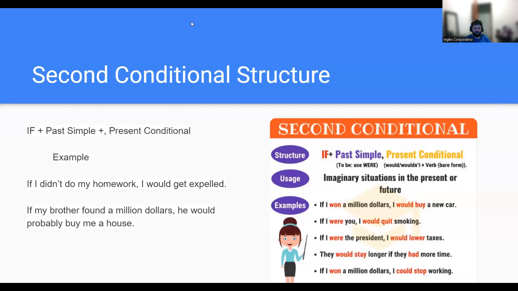Very good, guys. So let me keep listening to your examples. Let's see, Irma. Do you have examples for me, Irma? If I had money, I could go to the beach with my family. Good job. If I had money, I would go to the beach with my family, right? Very good.